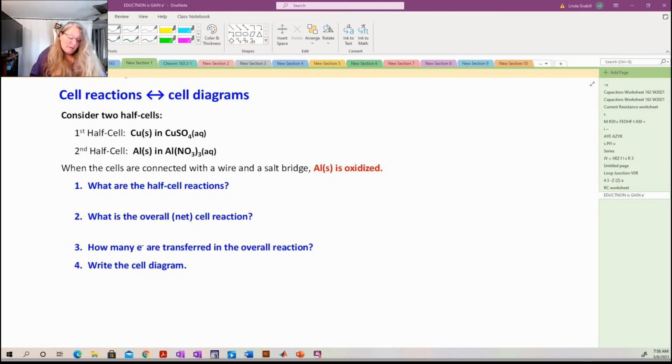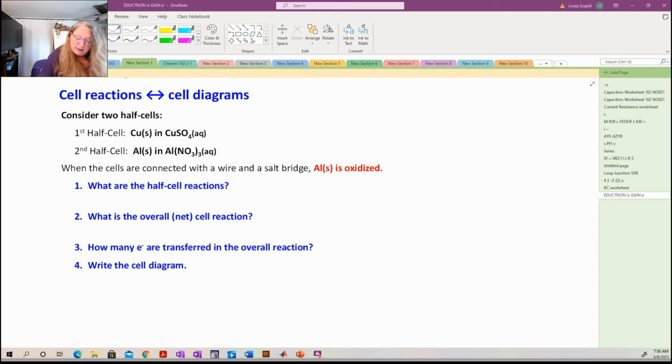All right, now I want you to give this a go yourself. I'm giving you two half cells, one with copper going into copper sulfate and the other one aluminum and aluminum nitrate. We're going to connect them. Write out your half reactions, the overall net cell reaction, how many electrons are transferred, and the cell diagram. Give that a go yourself and then come back.